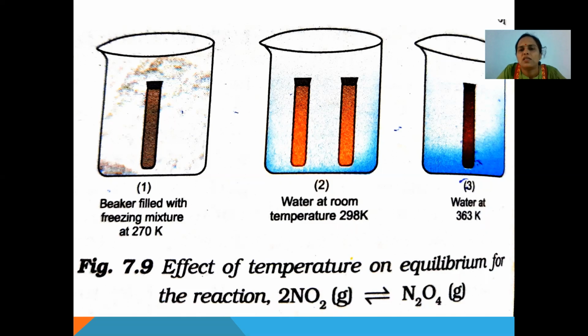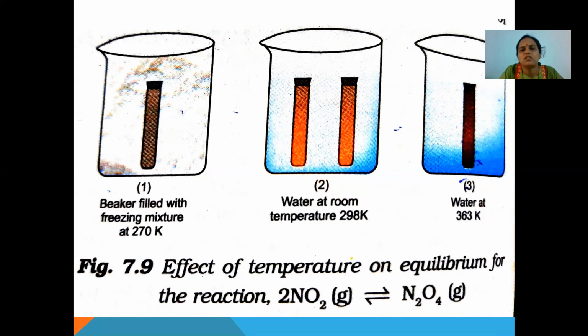After you collect the fumes of nitrogen dioxide in both test tubes, you put both in the beaker with water at room temperature, 298 Kelvin, for 8 to 10 minutes. Then you take one test tube and put it in the beaker with the freezing mixture, and the other test tube you put in the beaker with boiling water.